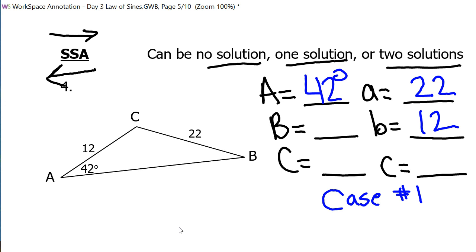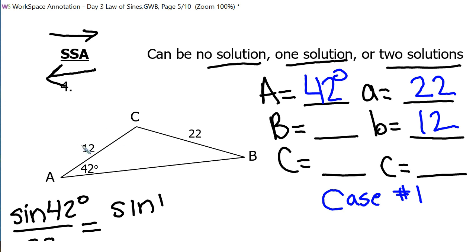Now, looking at what I have, which two sides will I have to use? A and B, A and C, B and C? Notice I have 3 out of the 4. Do I have any info on side C? No, so I have to do A and C. So we'll have to do sine of A, so that would be sine of 42 degrees, divided by side A, which is 22, is equal to sine of angle B, divided by side B, which is 12.